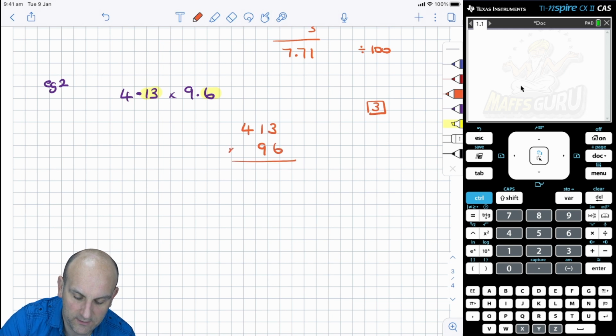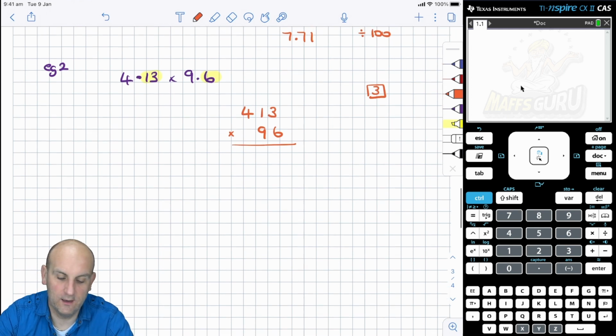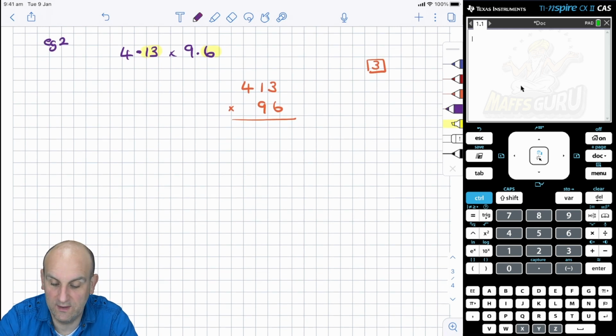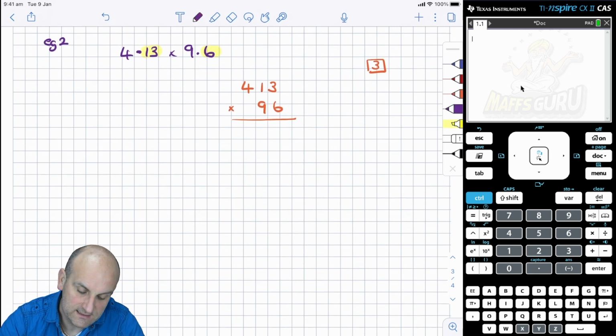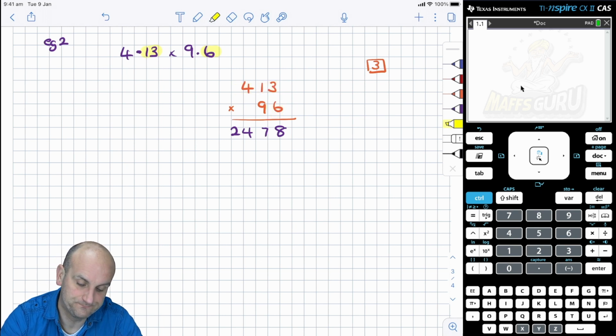Now 413.96. Going to multiply those together. Again, there are lots of ways of doing this. We can do it the long multiplication way. That's certainly one way of doing it. So 6 times 3 is 18. Carry the 1. 1 times 6 is 6, 7. 4 times 6 is 24. All I've done at the moment, if you remember, is I've taken the 6 here and multiplied it by 413. That's the first thing you do.